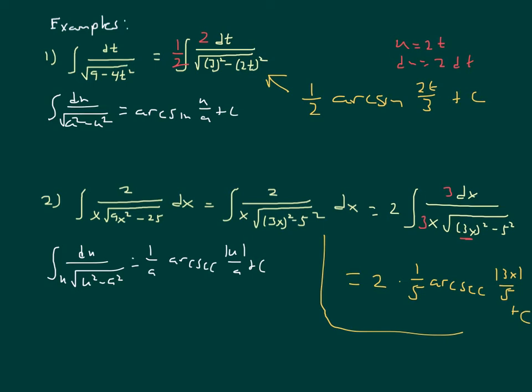And so, in this case, I end up with 2/5 arc secant of the absolute value of 3x over 5 plus c as the integral of that function.